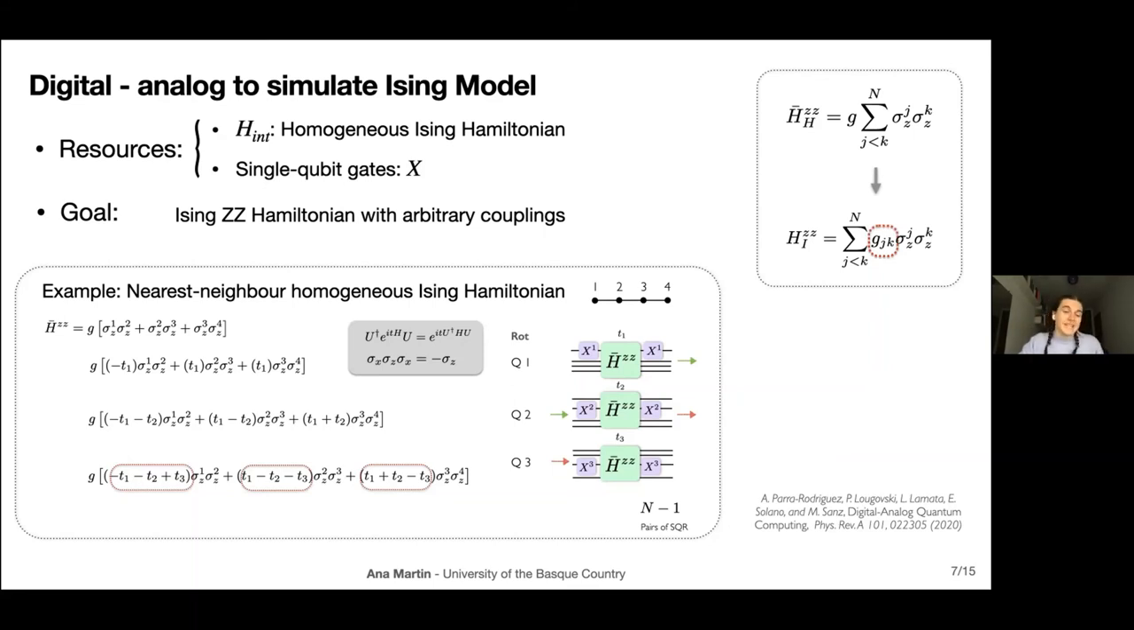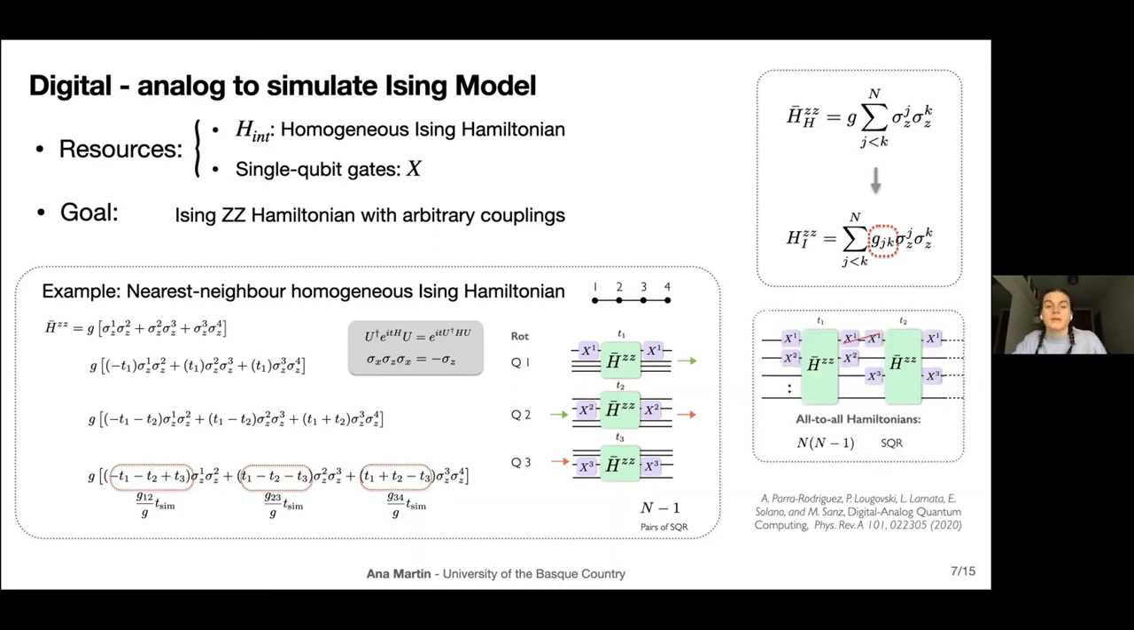So in the end, the problem reduces to finding an appropriate map between the times and the inhomogeneous Hamiltonian couplings. So we can simulate this inhomogeneous Ising Hamiltonian by only having to apply analog blocks and digital gates. This is in the case that we have an all-to-all connectivity instead of a nearest neighbor. Instead of applying only one single gate between the analog blocks, we would have to apply two single gates. But the procedure is the same and the result would be exactly the same. You can have more information about this in the publication that you see at the bottom of this slide.